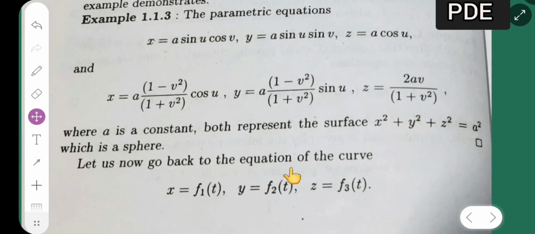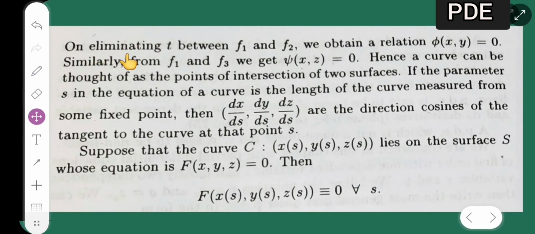Let us now go back to the equation of the curve. In the previous lecture I have given you the definition of the curve in space. This is the parametric equation of the curve: x is equal to f1 of t, y is equal to f2 of t, z is equal to f3 of t. Now, on eliminating t between f1 and f2, we obtain a relation phi of x comma y is equal to 0. Similarly, from f1 and f3 we get psi of x comma z is equal to 0. Hence, a curve can be thought of as the points of intersection of two surfaces.